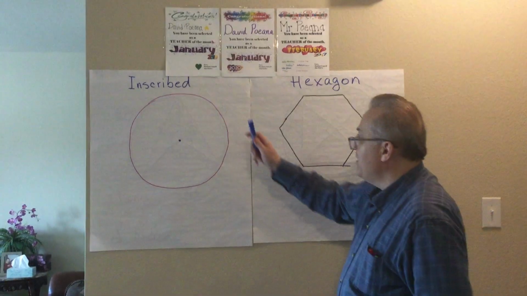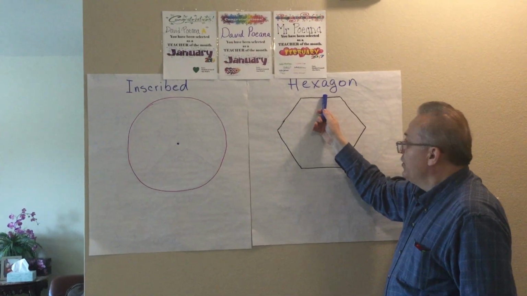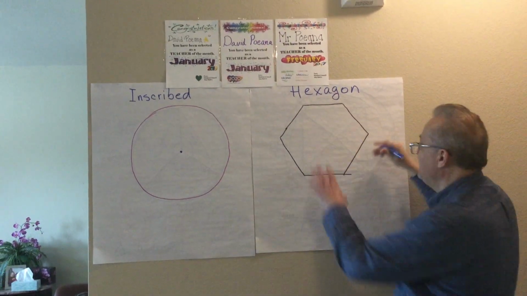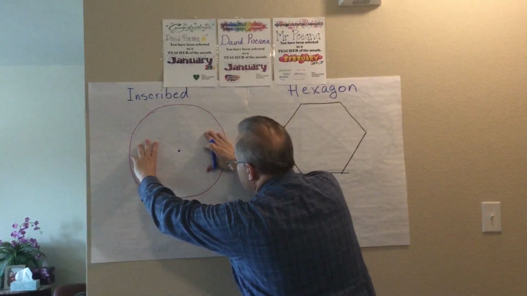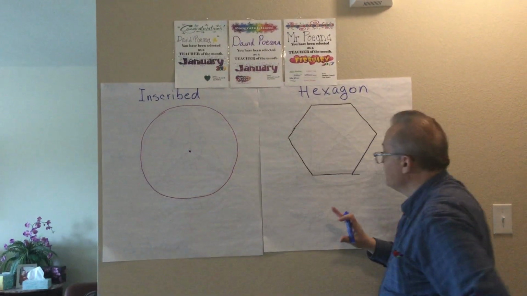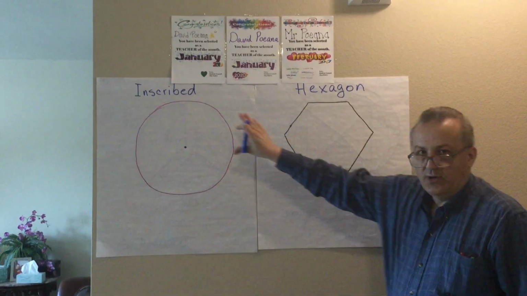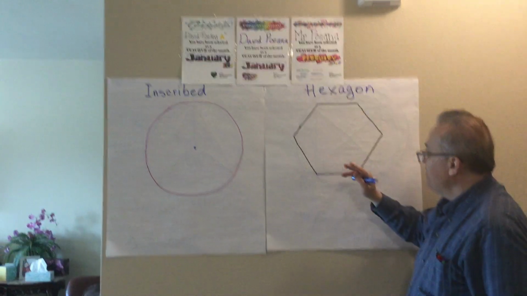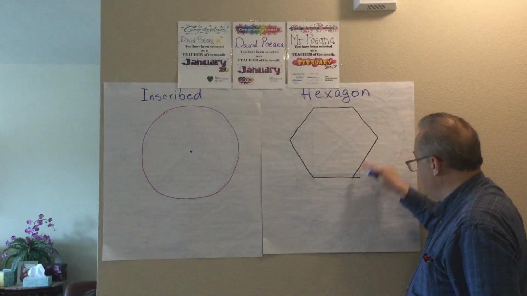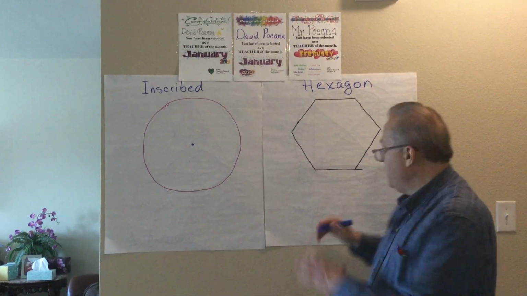Today we're going to talk about inscribed hexagon. To be an inscribed hexagon, this hexagon I have to put it inside this circle. But I'm looking at the hexagon and it's a little smaller than the circle. To be inscribed, all the vertices have to be on the circumference. So what am I going to do?